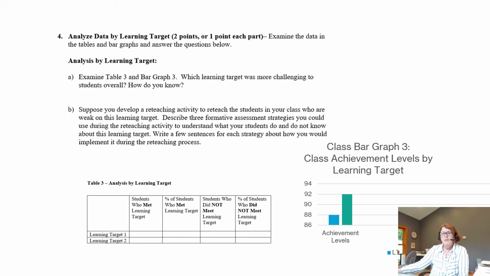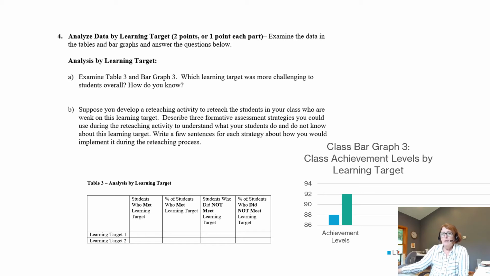How do you know? So that's a little easy to do here because if we look at the achievement levels, learning target 1 in the set of dummy data, only 88% of students got that correct. If you look at learning target 2, you can see that 92% in the green bar were correct on that learning target. So obviously learning target 1 was lower, and you could say that because the achievement level 88% was lower than what they scored on learning target 2, which was 92%.